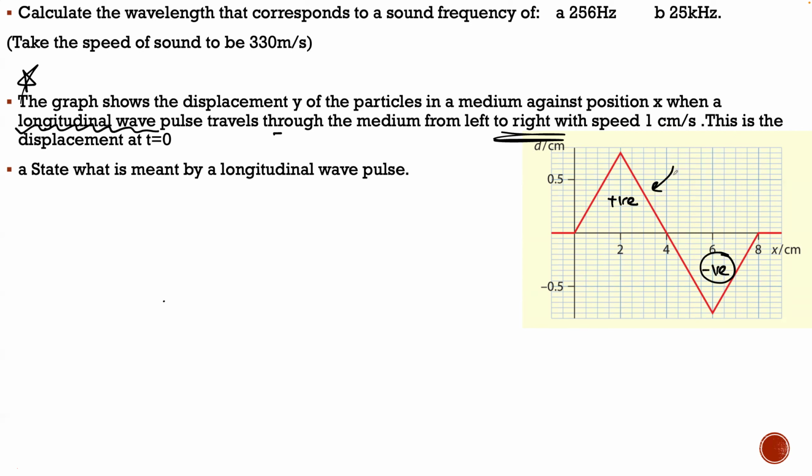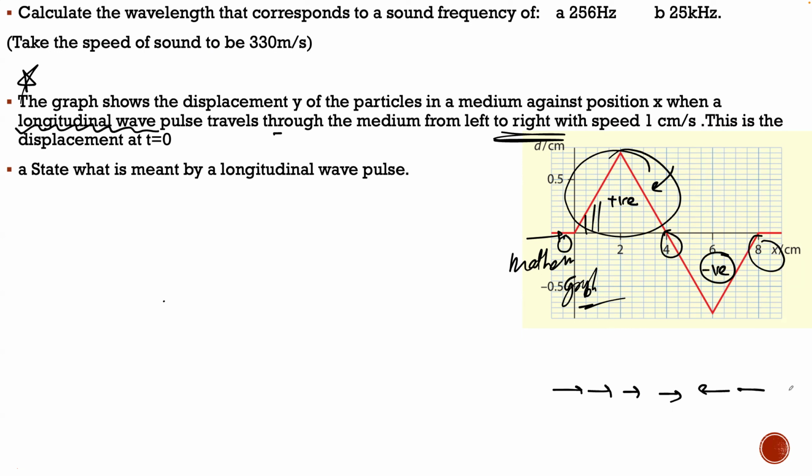But this wave looks like a transverse wave. They're saying longitudinal because it's a mathematical graph. It's a graphical representation of a longitudinal wave. But in reality, all the particles from 0 to 4 would have moved to the right, and particles from 4 to 8 all would have moved to the left. Like that. That's how you draw it.